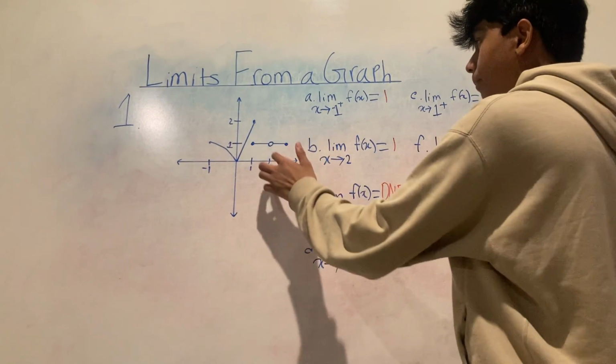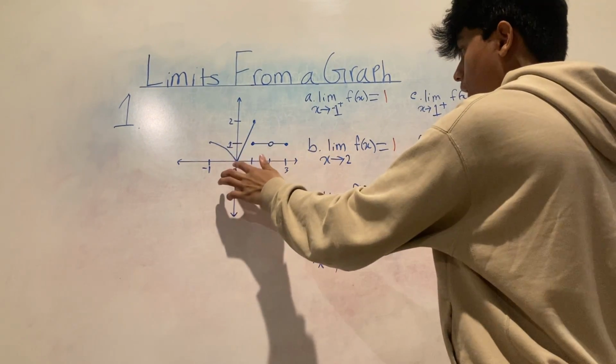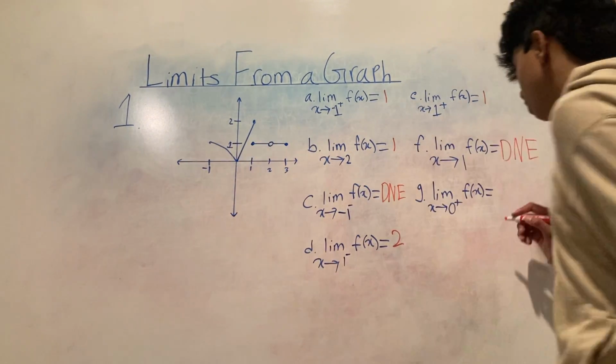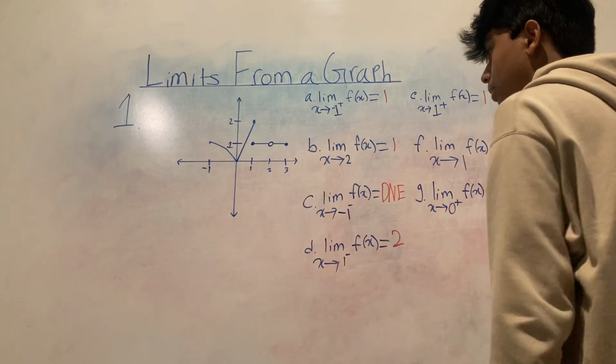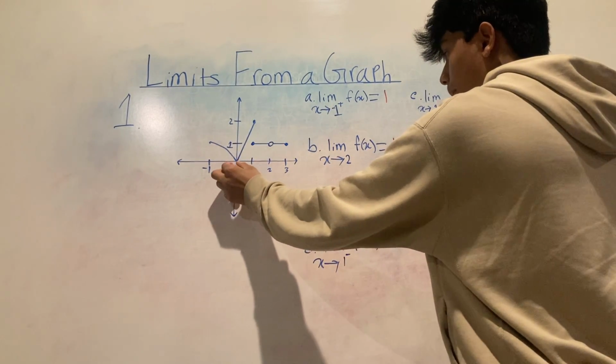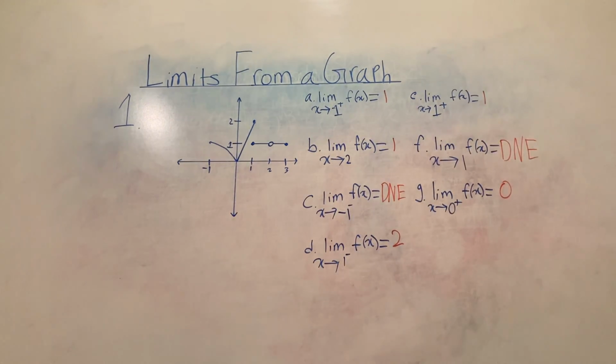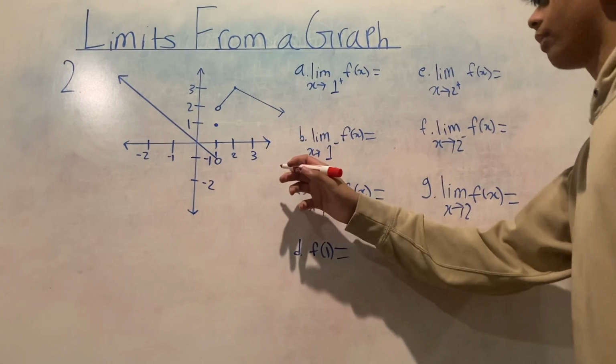So from the right, we just look at the graph, and it goes down all the way to 0. So we can just say the limit is 0. Even if it said from the left, it would still be 0, because they both match at the same point. Okay, so this is our second graph we have.